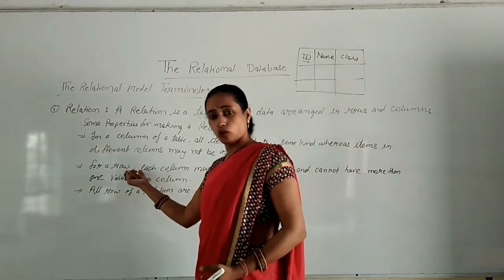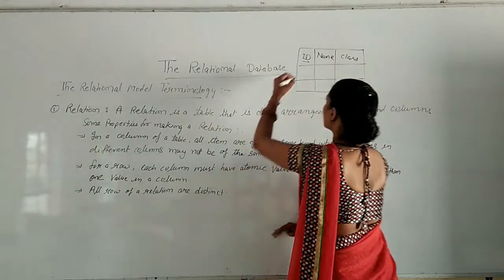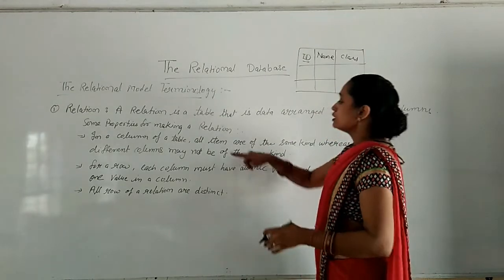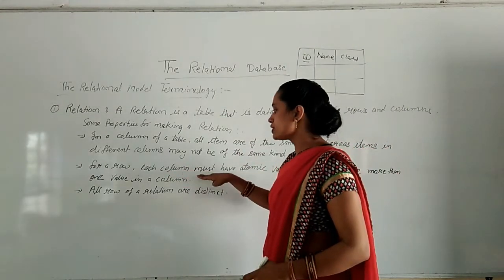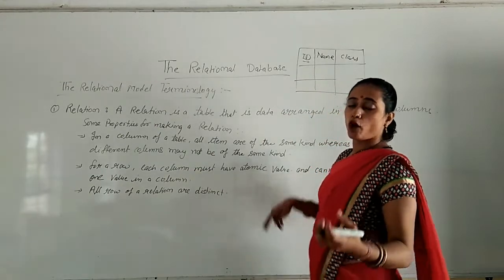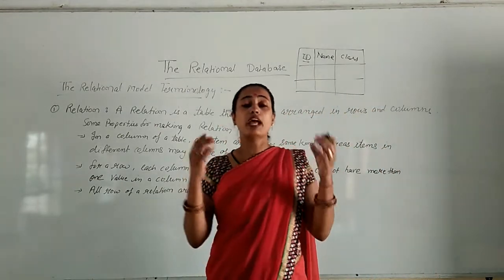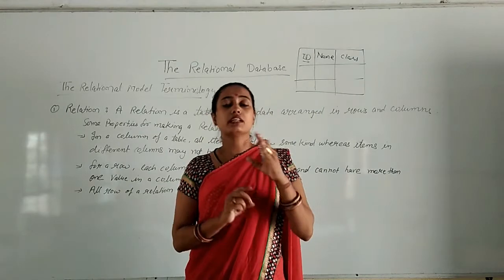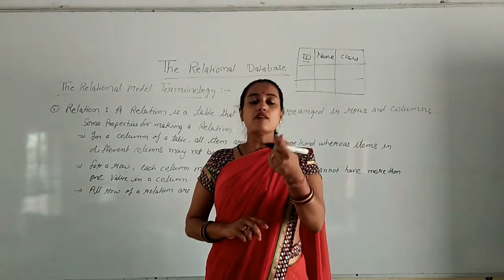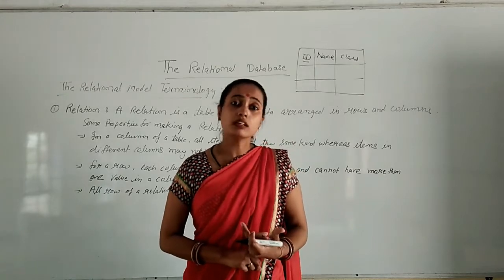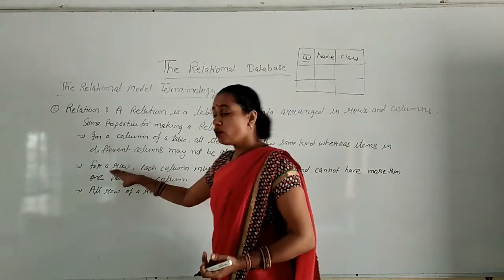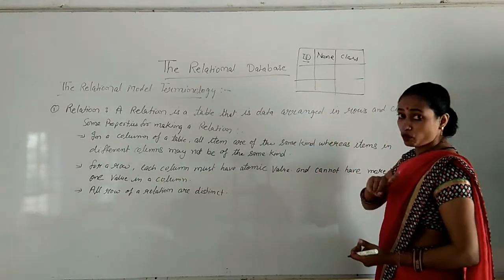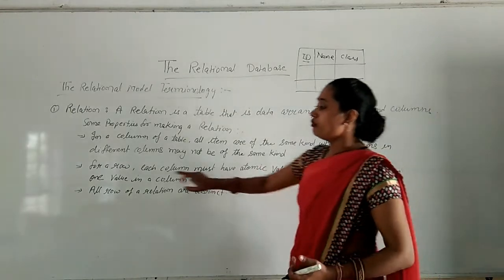The second one is for a row. The first was the rule for column data and column fields. Second: for a row, each column must have an atomic value. Atomic in the sense that the value entered inside the relation should be a single value. Every individual unit is called an atomic value. So for a row, each column must have atomic values and cannot have more than one value in a column.